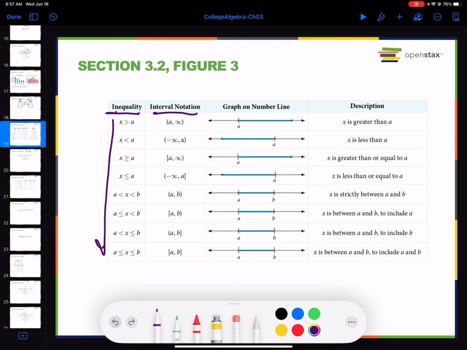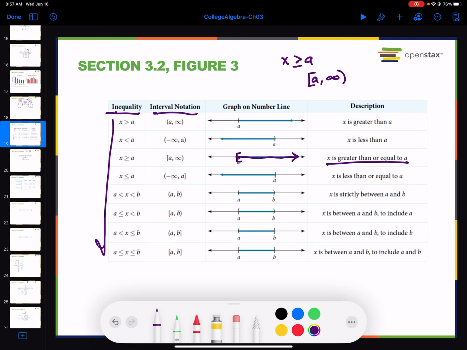And let's look at another one. x is greater than or equal to a, which means that our interval is going to be inclusive of a. Our interval is going to be a to infinity. So if we write this on the number line, we're going to make sure that we use the square bracket and face it in the direction that you're going. And this goes to infinity.